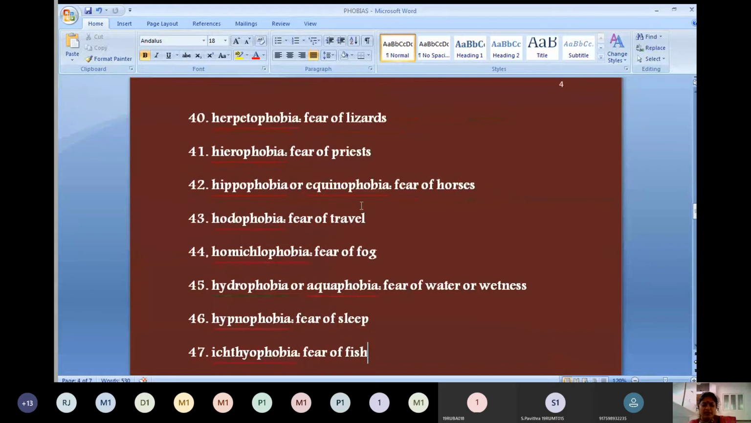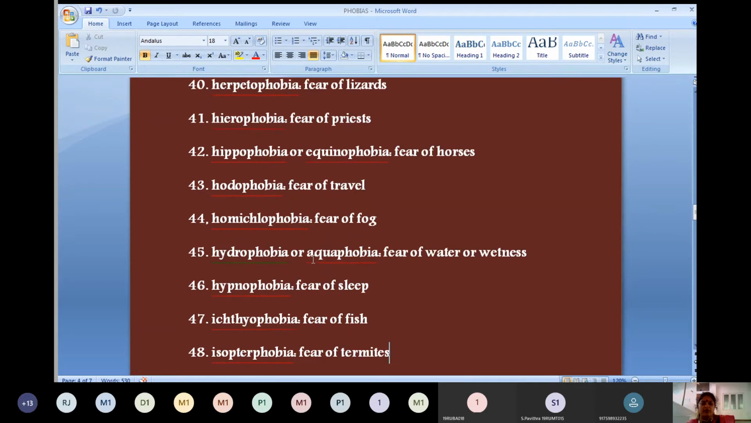பல்லினா சில பேர் பயப்படுவாங்க. So fear of lizards is called herpetophobia. Fear of priests, பூசாரியை பார்த்து பயப்படுறது hierophobia. Fear of horses, echinophobia or hippophobia. Fear of traveling சில பேருக்கு அலர்ஜியாக இருக்குது, so they will be afraid of traveling. That's called herdophobia. Fear of fog, பனி மூட்டத்தை பார்த்து பயப்படுறது, it is called homiclophobia.